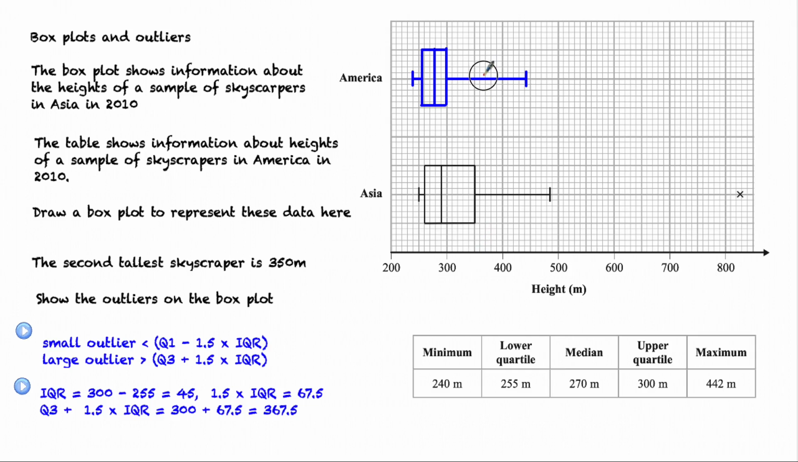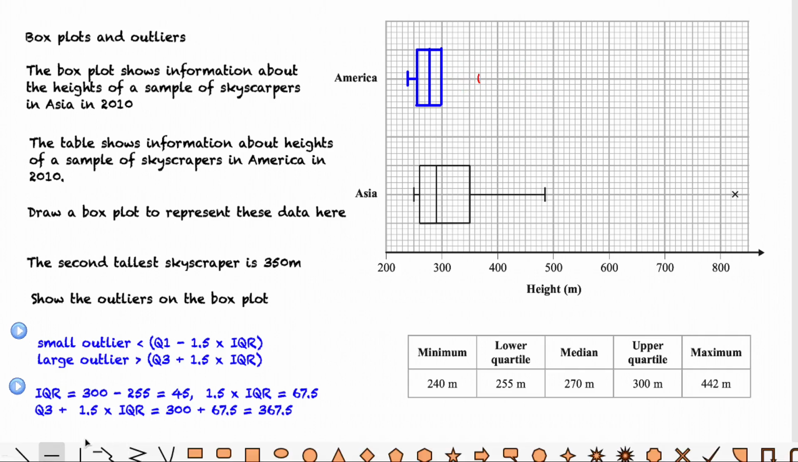Now I'm just going to mark that on my box plot, 367.5. It's about there. Now, what I notice is the maximum value, 442, is larger than that value. So in fact, it's going to be an outlier. 442 will be an outlier. So I need to change this box plot.